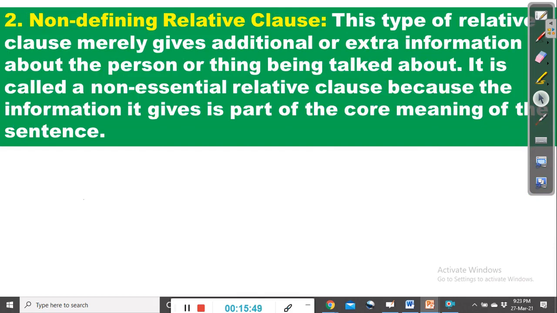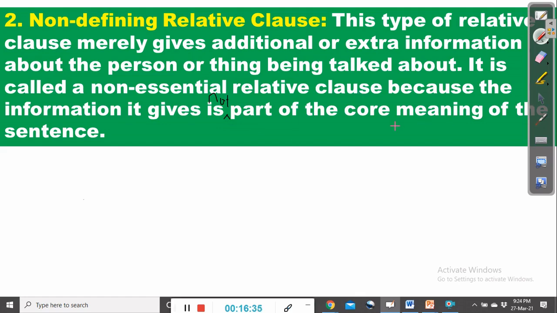Now, this brings us to the non-defining relative clause. This type of relative clause merely gives additional or extra information about the person or thing being talked about. It is called a non-essential relative clause because the information it gives is not part of the core meaning of the sentence. So let's take note of this. There's a typo here. Actually, what we want to say is that the information is not part of the core meaning of the sentence.